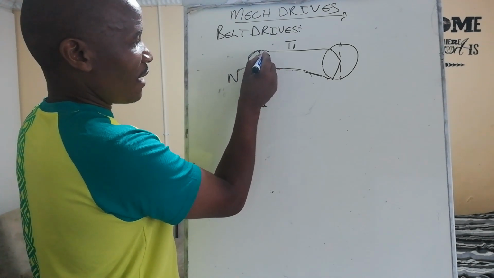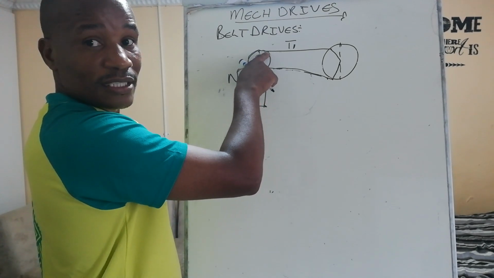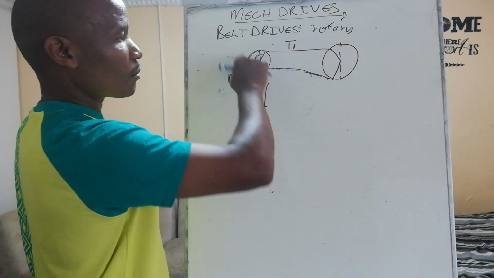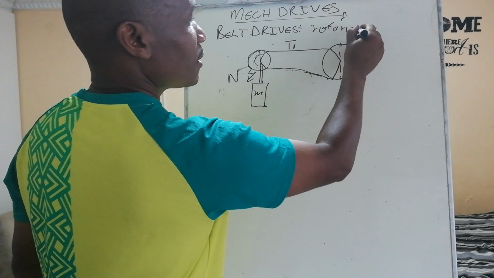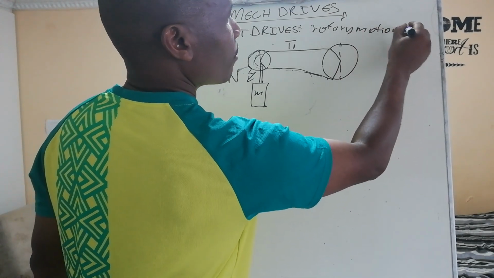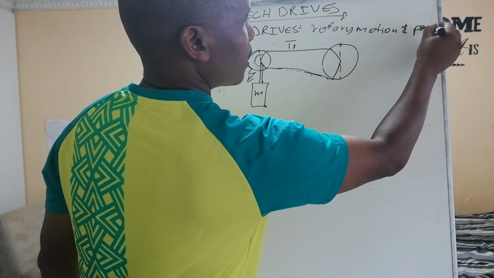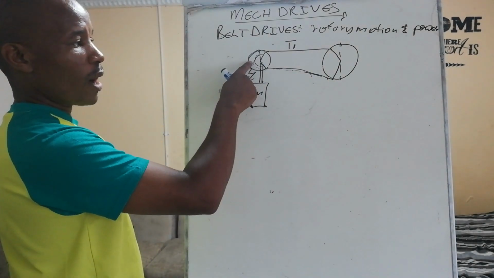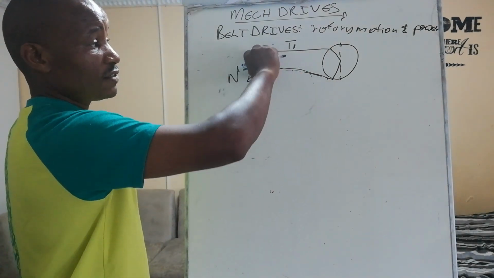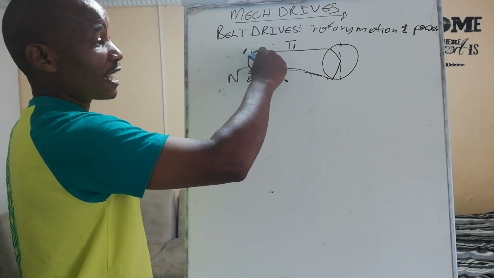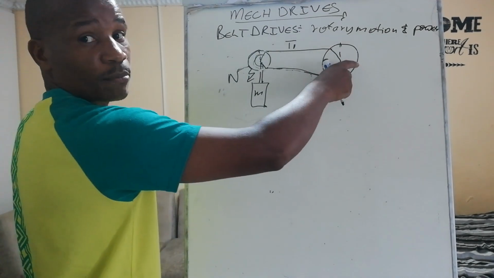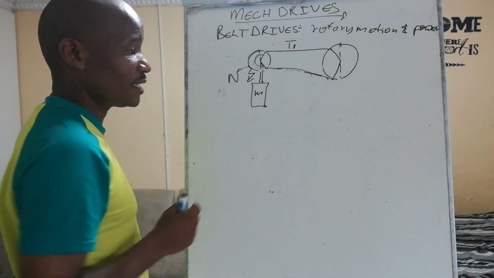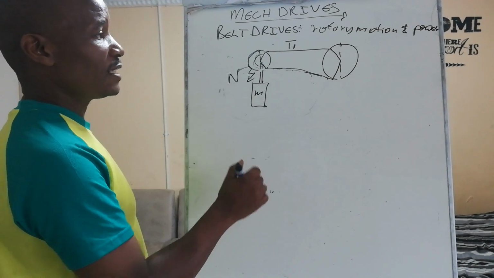Now it means belt drives transmit rotary motion and power, because this belt transfers power. It's rotary motion and power from one pulley to the other. If this thing rotates, there is a belt attached to it which is also connected to that pulley. If it rotates, that one will also rotate, but they rotate at different speeds, and you'll see at a later stage why. So basically this is the case.